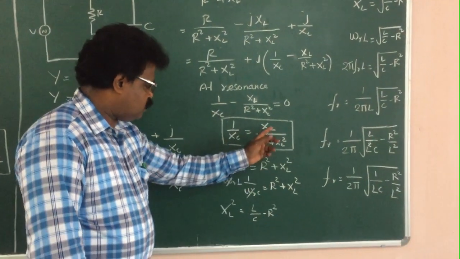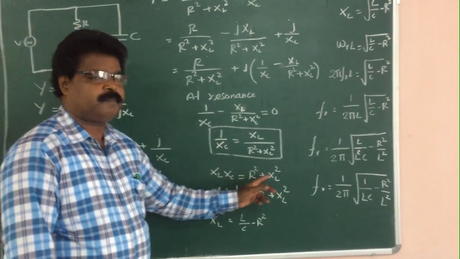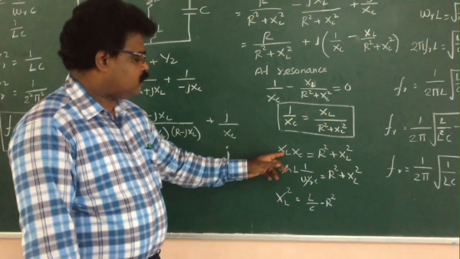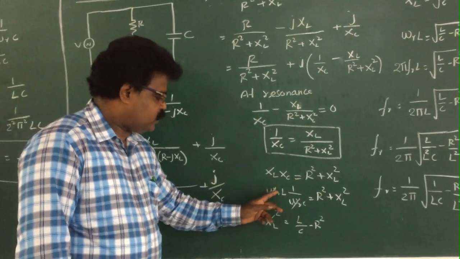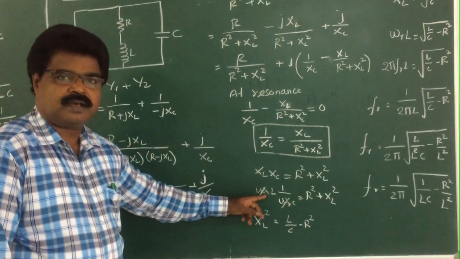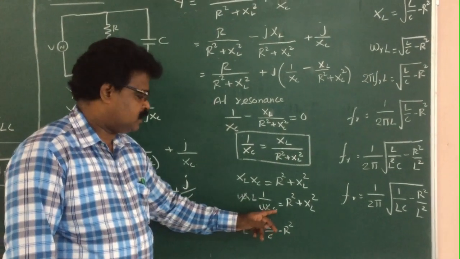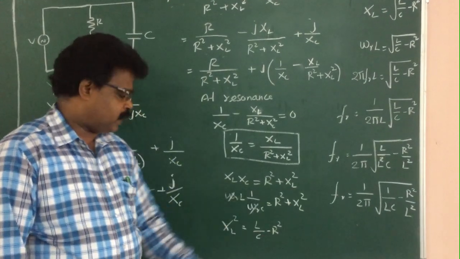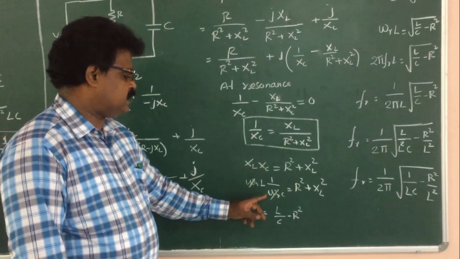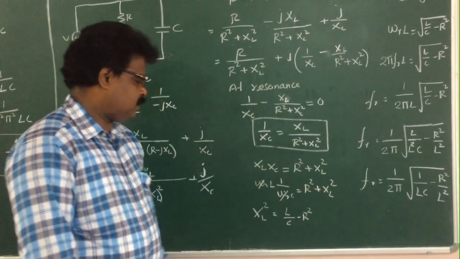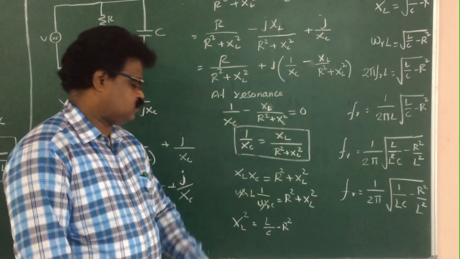For that, you first cross multiply this. So XL into XC is equal to R square plus XL square. You know that XL is equal to omega R into L, because this is the condition for resonance, that's why we are using the suffix R. So omega R L into 1 by omega R C is equal to R square plus XL square. The omega gets cancelled, so L by C is equal to R square plus XL square. From this, XL square is equal to L by C minus R square.